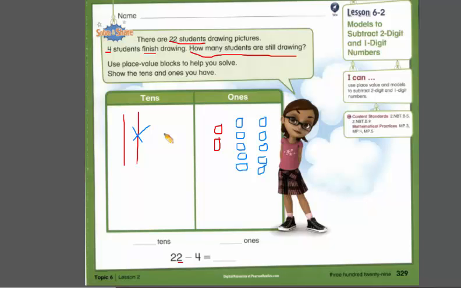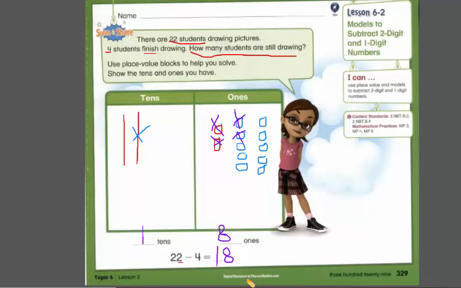Can you now subtract 4 from the ones you have? Yes, I can. If you subtract minus 4, 1, 2, 3, 4. So how many ones left? 8 ones left. How many tens left? 1. So what is the answer? 1 in the tens, 8 in the ones. So the difference is 18.